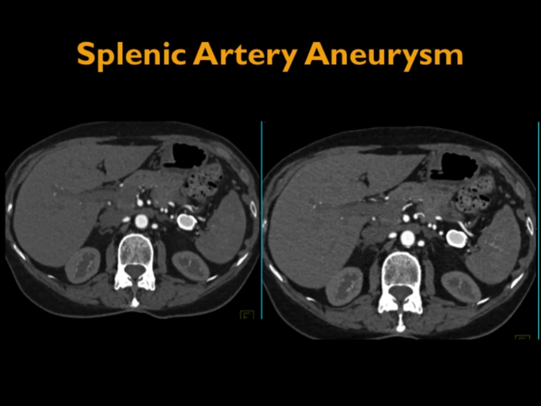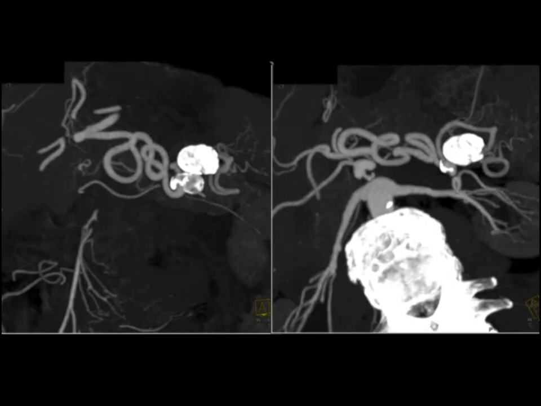Another example of splenic artery aneurysm, these often will calcify. Sometimes they're totally calcified and they have no flow. Other times they're calcified and have flow, as in this case. Sometimes they're partially thrombosed, sometimes totally thrombosed. But very nice example of a splenic artery aneurysm in this case here.